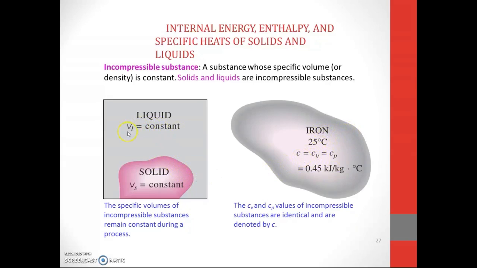Therefore, if the volume is constant, you don't need to worry about which kind of specific heat we are using anymore, because C must be equal to Cv and Cv is equal to Cp. It doesn't matter anymore, both can be used. For iron at 25 degrees Celsius, the specific heat is the same for Cv and Cp, and we have only one value for specific heat. For solids and liquids, the Cp and Cv values of incompressible substances are identical and are denoted by C only. So you can just use C.